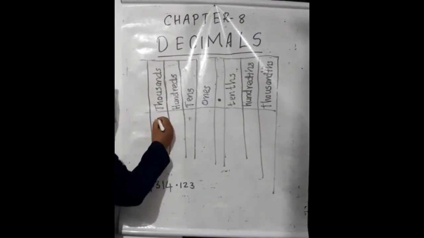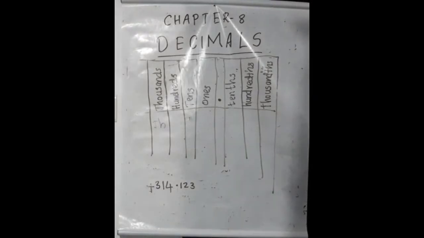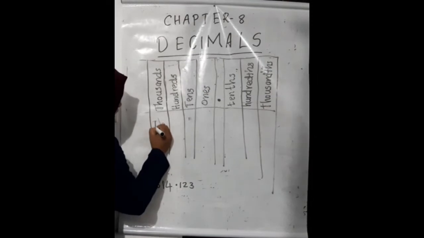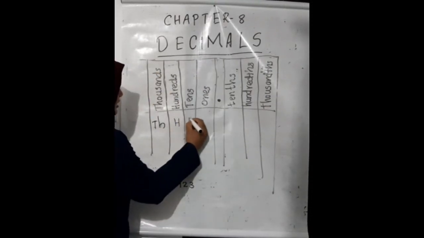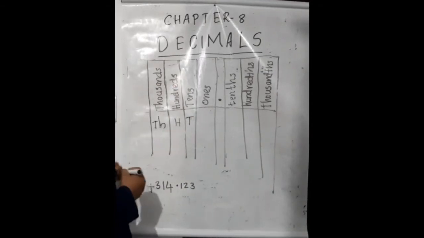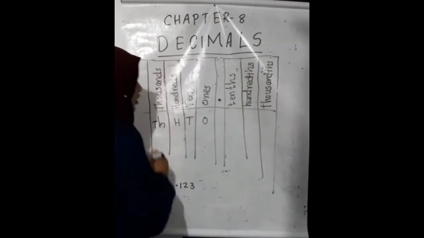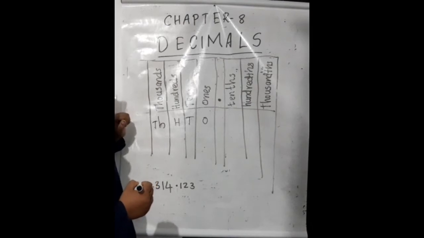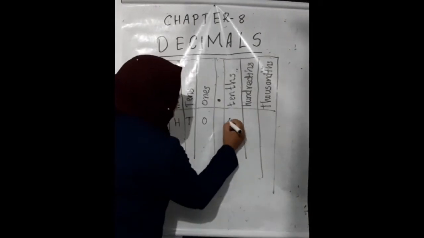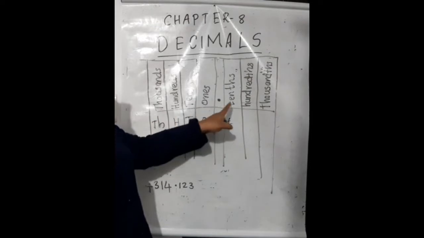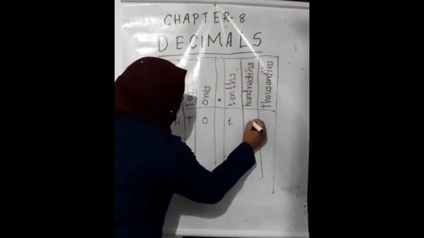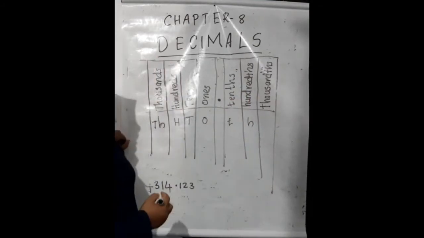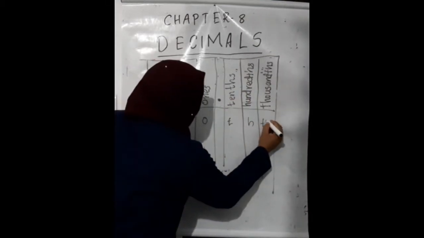We can represent it as TH, capital T and small letter h, for thousands. Then how will we represent hundreds? H. Tens, capital T. Capital O for ones. Then small letter t for tenths. Small letter h for hundredths. And small letters th for thousandths.